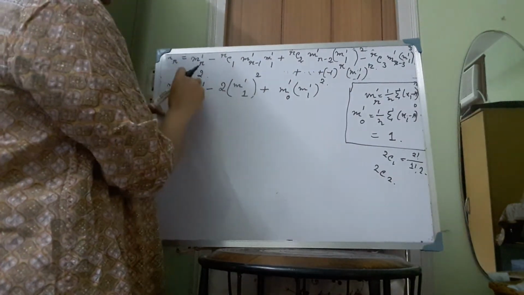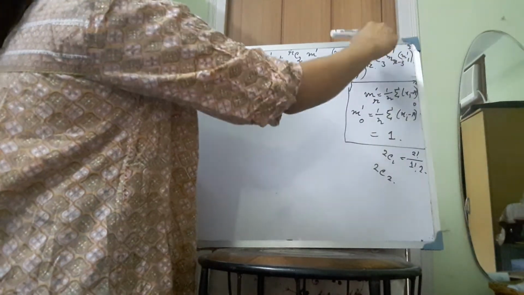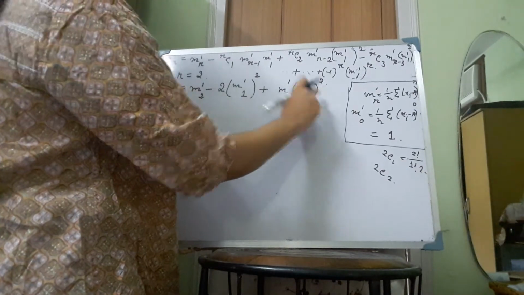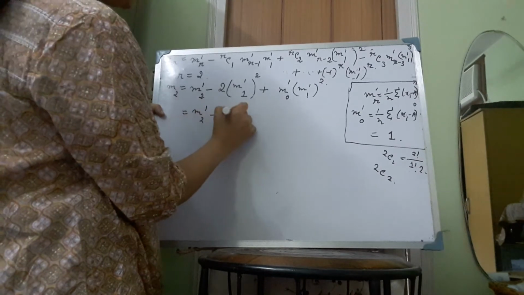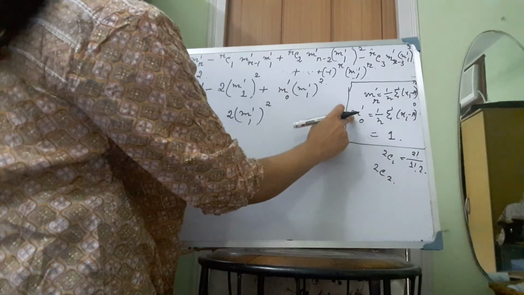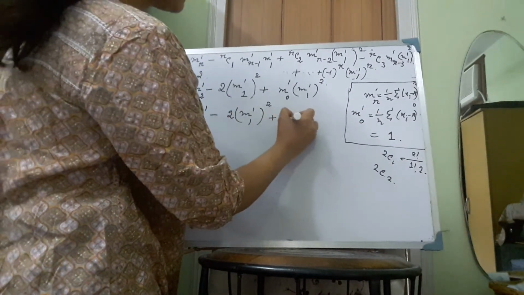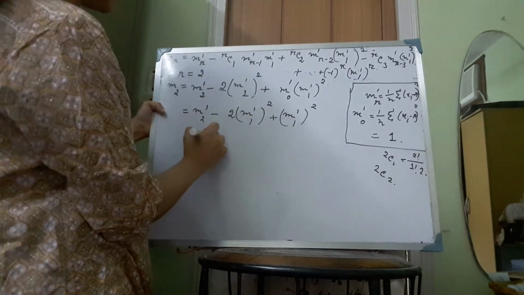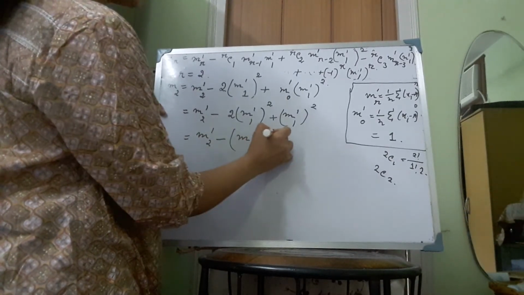And since the value of r is 2 here, we have to stop here, because the next term will not be considered in this case. So from here if we simplify this, we will get m2' minus 2 m1' square. Then we have already derived that the value of m0' is equal to 1. So this becomes m1' square, because this becomes 1. So from here we get m2' minus m1' square.